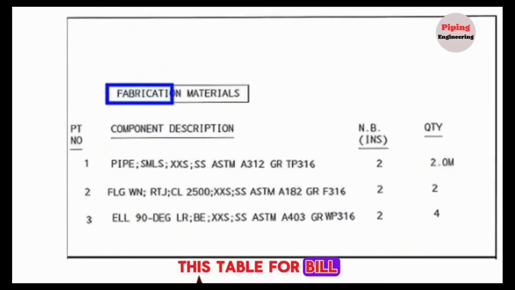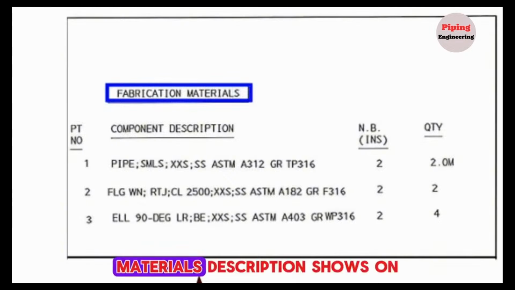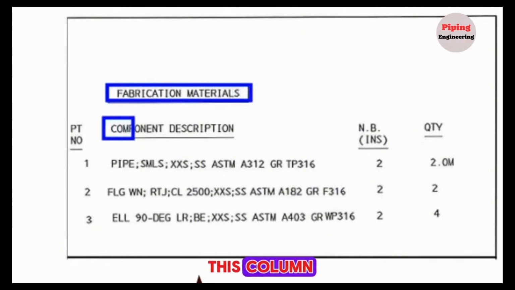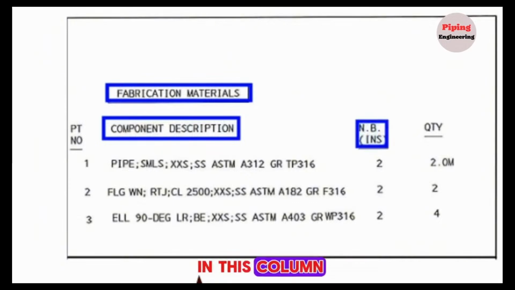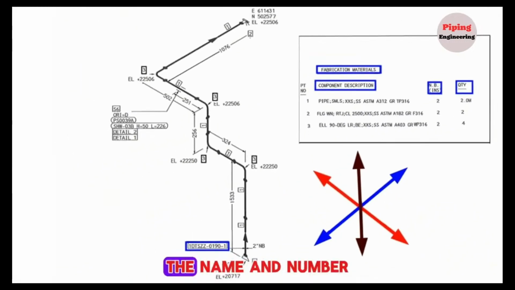This table is the bill of fabrication materials. Material descriptions are shown in this column. The material sizes are shown in this column and the material quantities are shown in this column. Now let's learn the name and number of pipe fittings used in the pipeline.